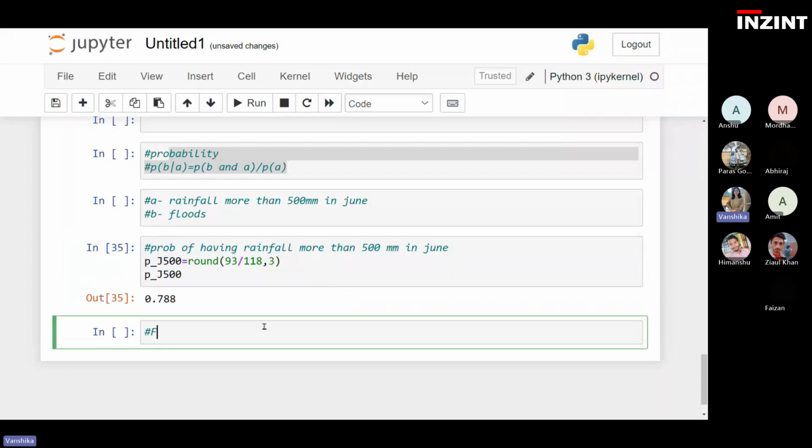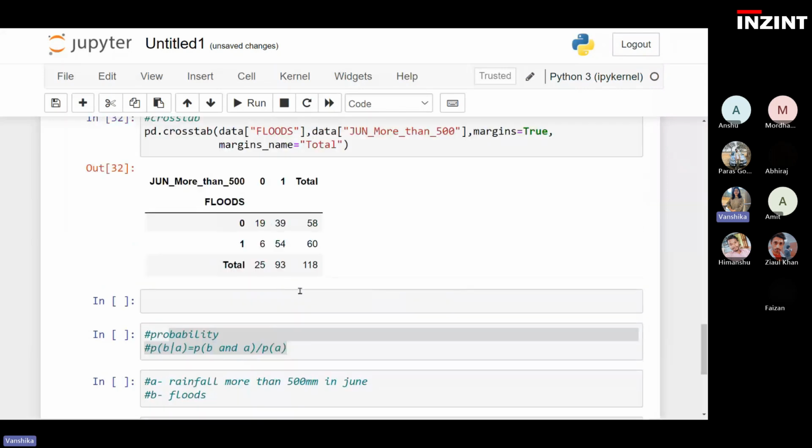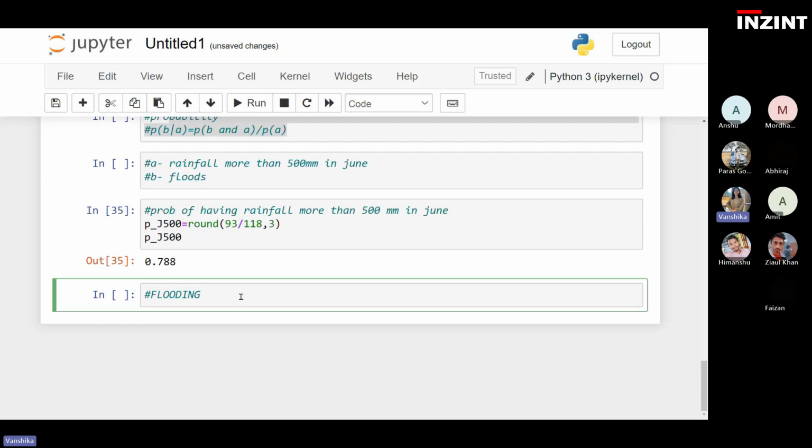Now let's calculate the probability of flooding. Let's go back to the data. Can you tell me how many total scenarios were there? Total cases जहाँ पे floods हुए थे. Total cases for floods. Yeah, it is 60. 6 cases जहाँ rainfall नहीं हुई, 54 cases जहाँ rainfall भी हो रही थी. Total 60. Again, the sample space is 118, so divide the same.